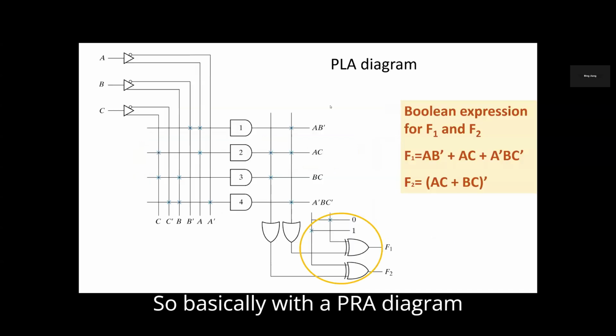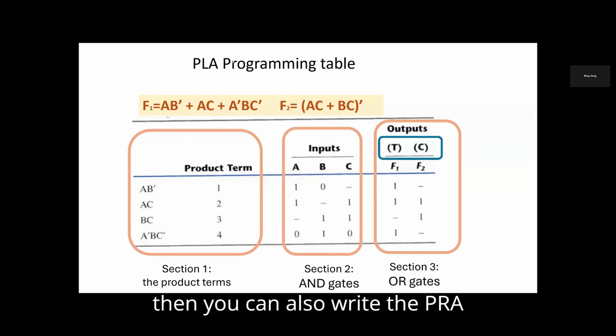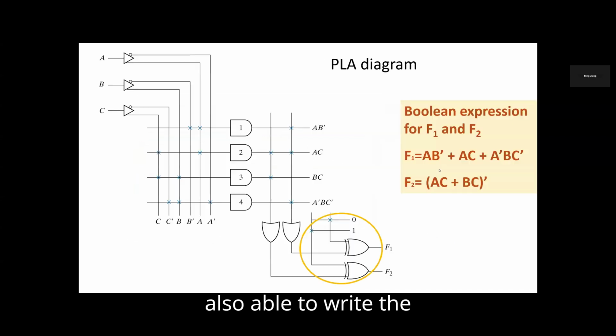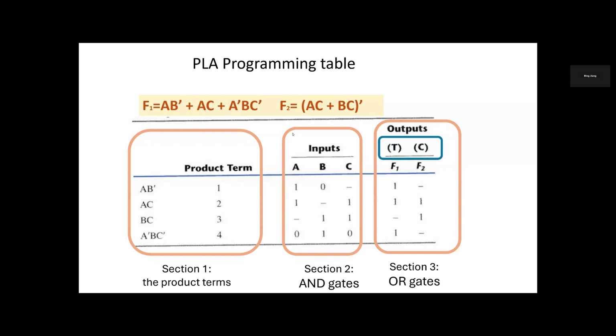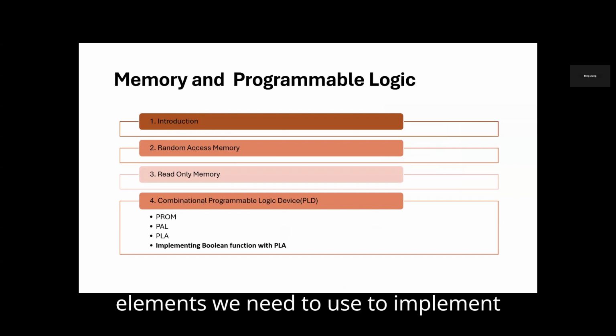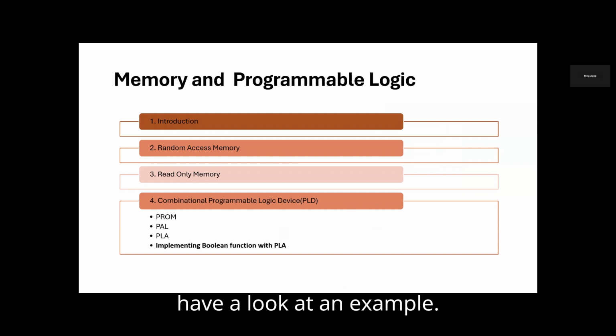So basically with a PLA diagram, you can write the Boolean expression and then you can also write the PLA programming table. If given a programming table, you are also able to write or draw the PLA diagram and write the Boolean expression. Okay, so those are some basic elements we need to use to implement the Boolean function with PLA. Next, let's have a look at an example.